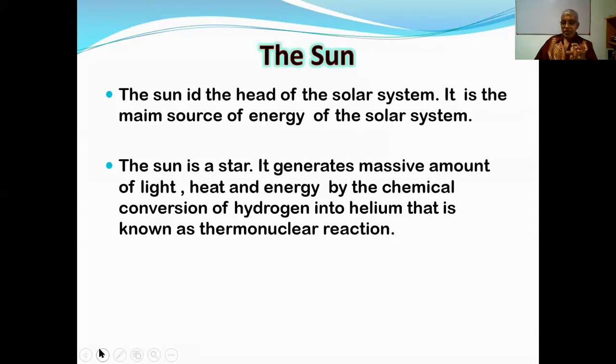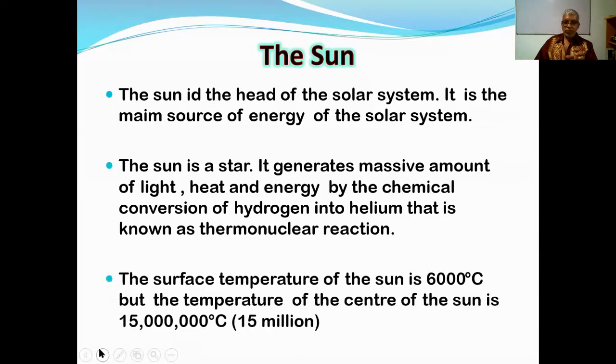The surface temperature of the sun is 6,000 degrees Celsius. It is similar to the temperature of the center of the earth. The temperature at the center of our earth is also 6,000 degrees Celsius. But when we go deeper and deeper into the sun, we find that the temperature increases up to 15 million degrees Celsius. Imagine the condition, 15 million degrees Celsius. Can you imagine getting closer or having that kind of temperature? Very difficult task.